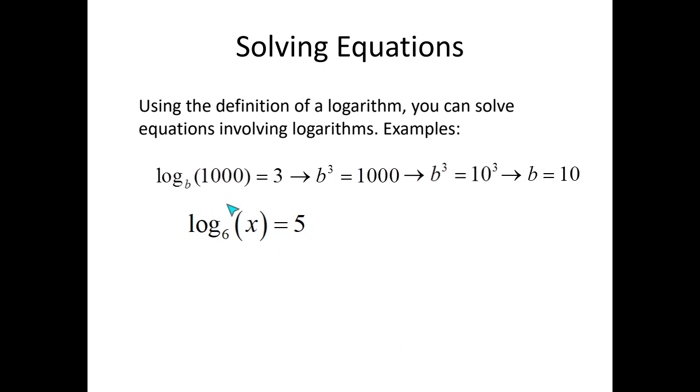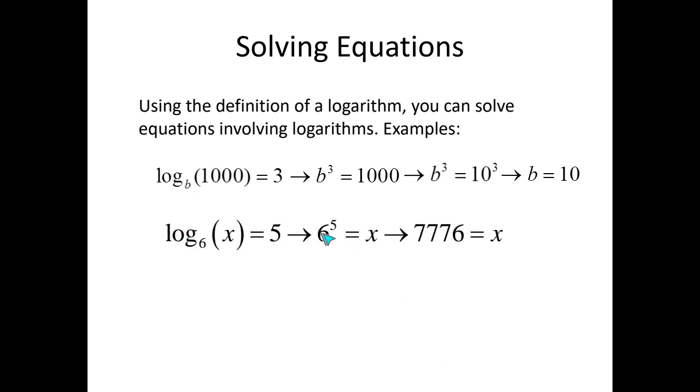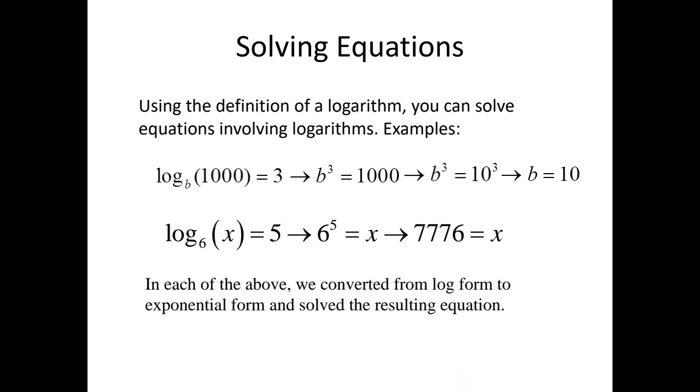Okay, let's try this one. Log base 6 of x is equal to 5. So if we change it to exponential form, my base is 6. The log is equal to the exponent, so that makes 5 the exponent, and that is equal to x. And then we can simplify. So 6 to the 5th power is 7,776. Okay, so for these two examples, we converted from log to exponential form to get our answer out.